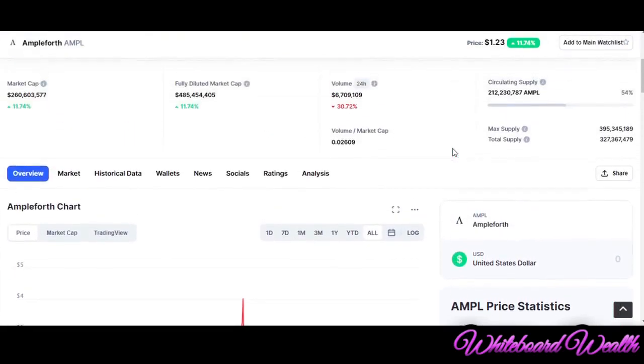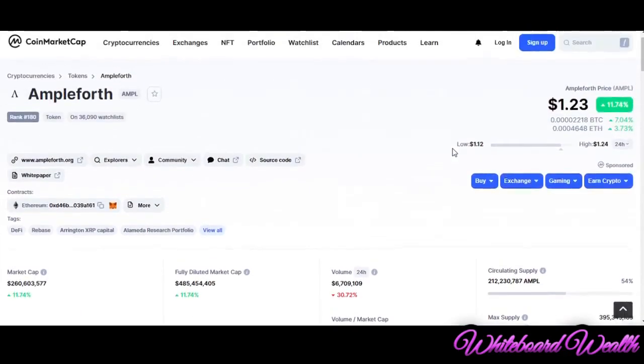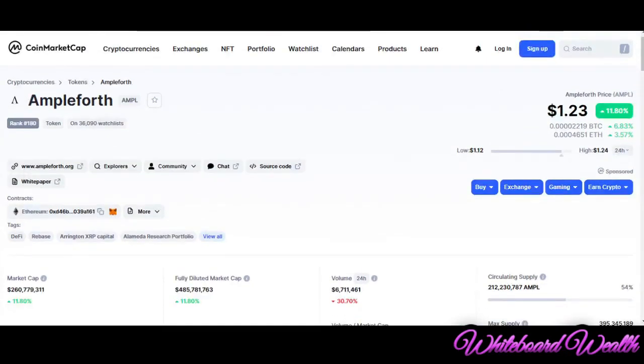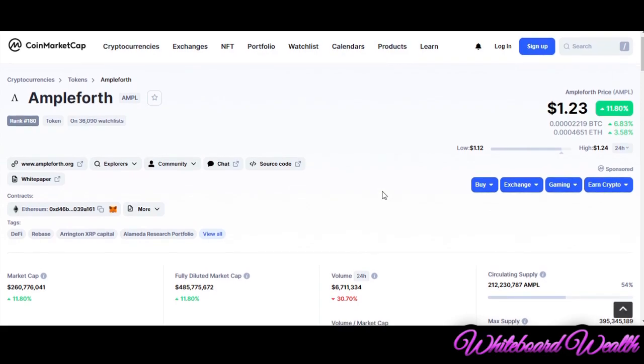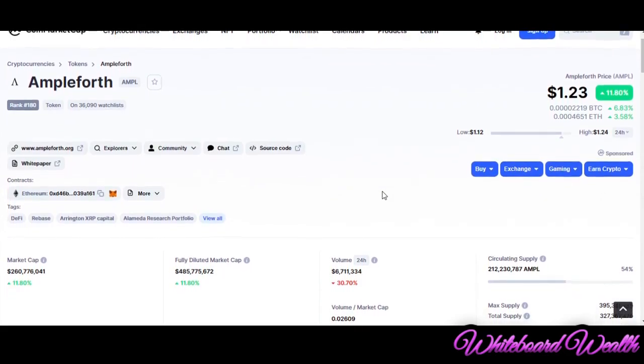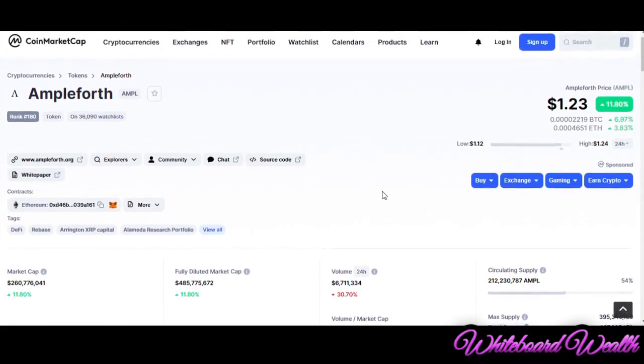This automatic supply adjustment process is known as a rebase and occurs once each day, with a positive rebase if the price goes above $1.06 and a negative rebase if it is below 96 cents. The overall goal of the system is to create incentives that drive the market price of AMPL back to $1.